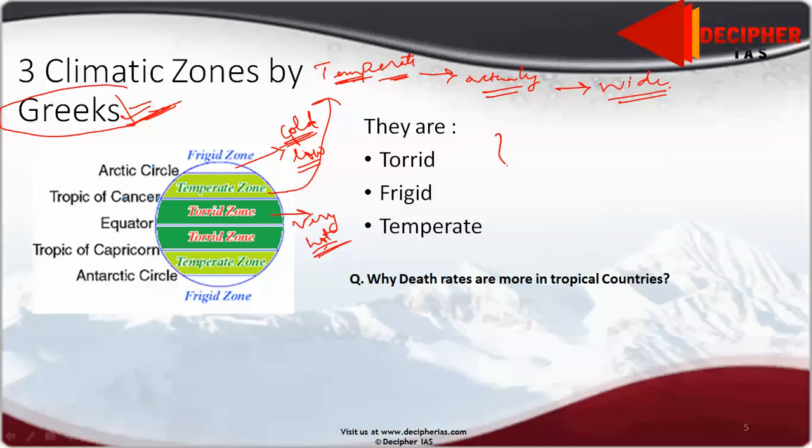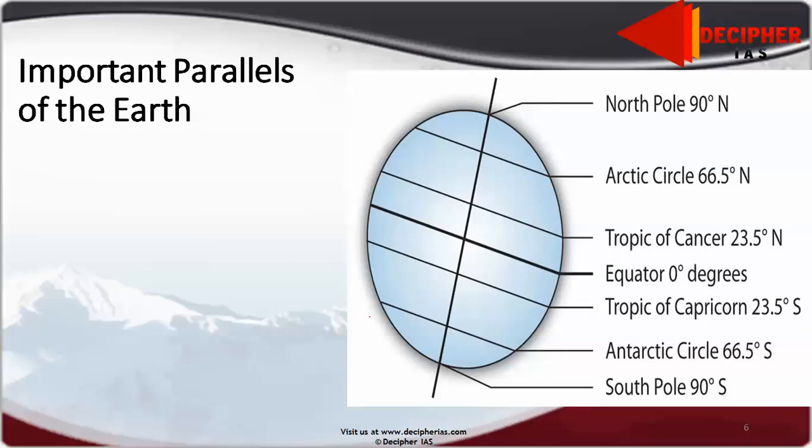So Greeks divide into torrid, frigid, and temperate. So a question arises, why are those traits more in tropical countries rather than temperate countries? Do you know a reason? Please tell in the comments. Think about it. It is related to heat and moisture.